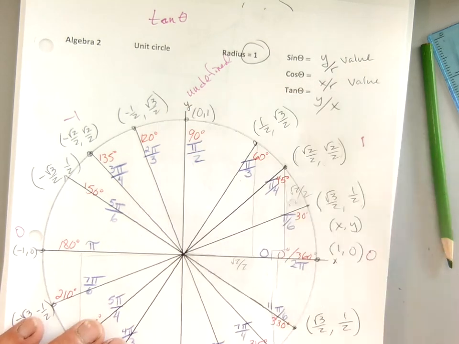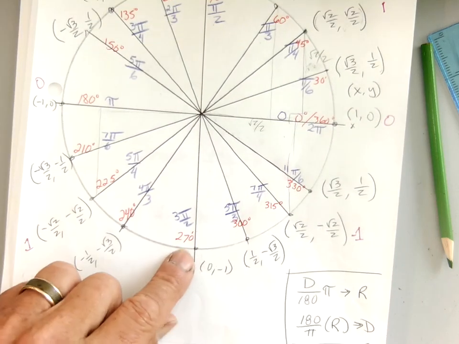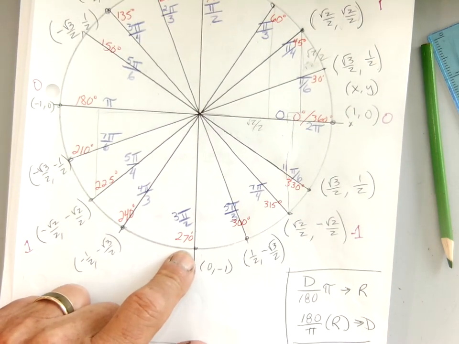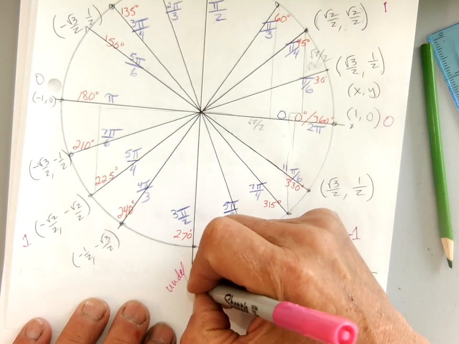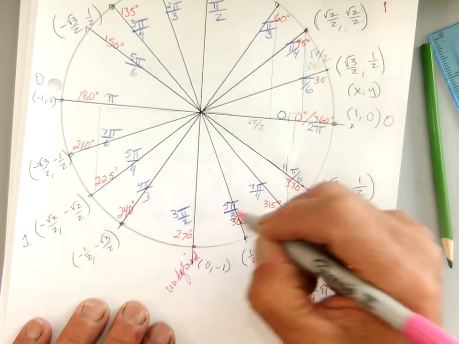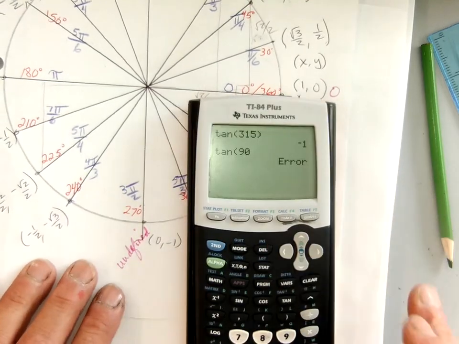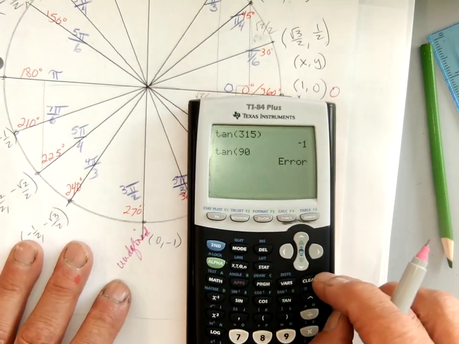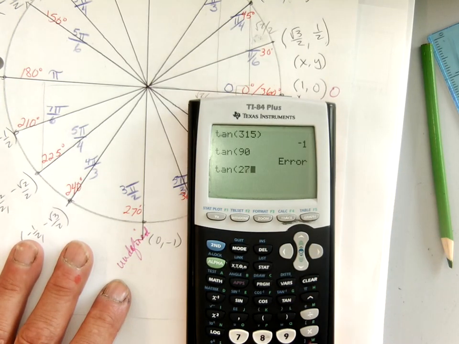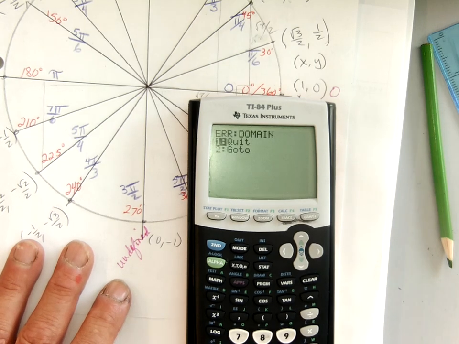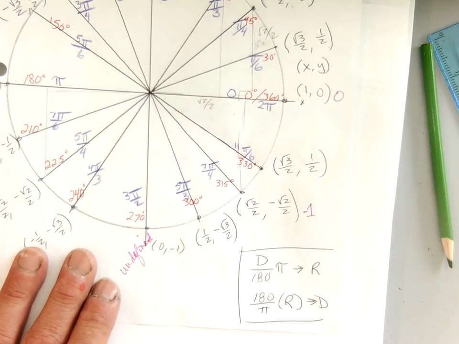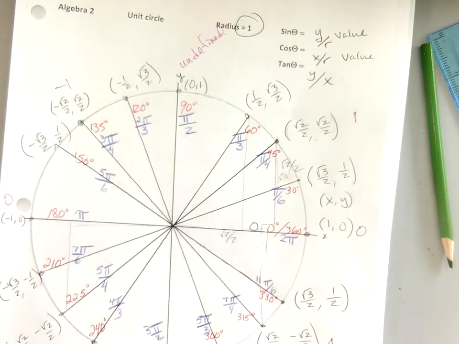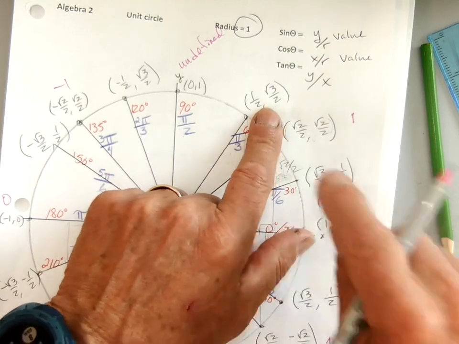And where else would we divide by 0? Right there. So at 270 degrees, tangent is also undefined. And I can even use my calculator to show it: tangent of 270 degrees. Error. Domain error. Doesn't like that at all. Can't do it, okay? Now, let's do some of the harder ones, but we'll do the harder ones together, okay?